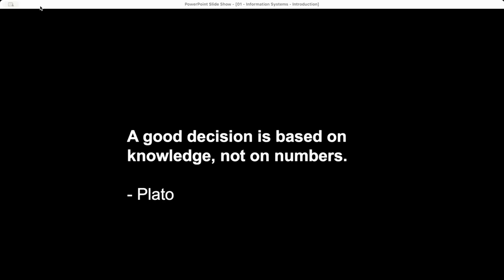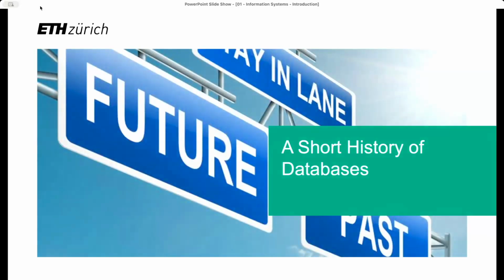And there's good wisdom from thousands of years ago by Plato that you cannot just rely on numbers, you also have to base yourself on knowledge. And this is what database systems bring you. Information systems turn data into knowledge.